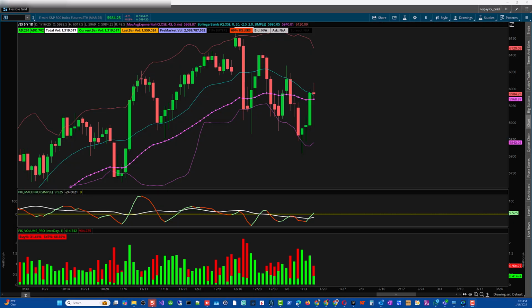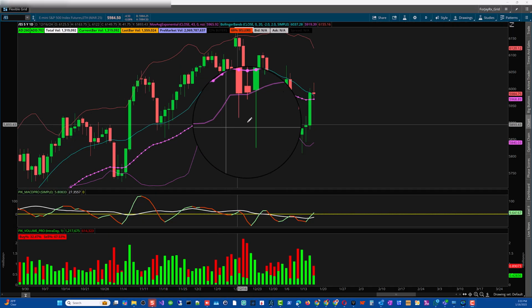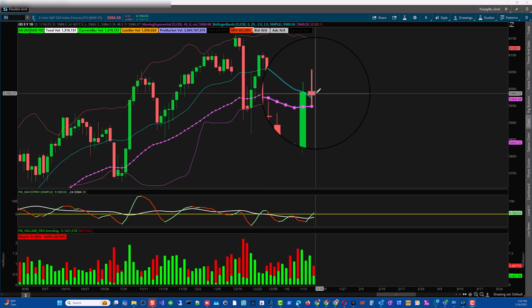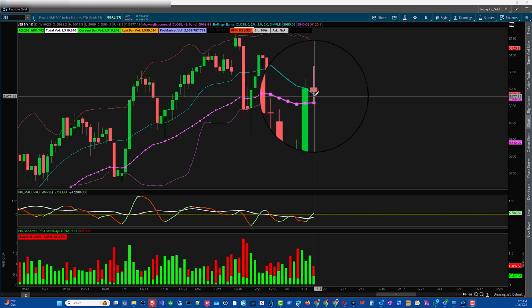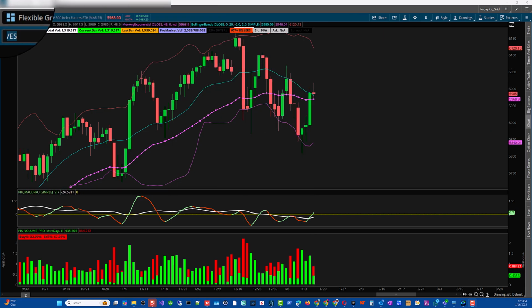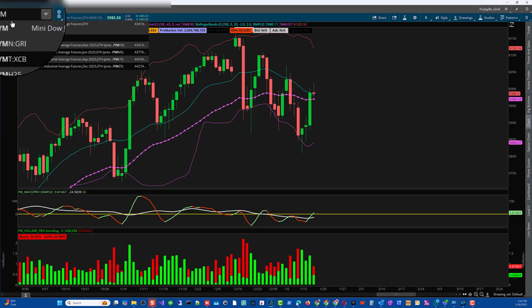Okay, so the bulls are not completely, fully in control, but you do want to realize that there's some support area right in this area. And then we got some news with the presidency that's likely to drive it up further. Let's see what's going on with the YM.